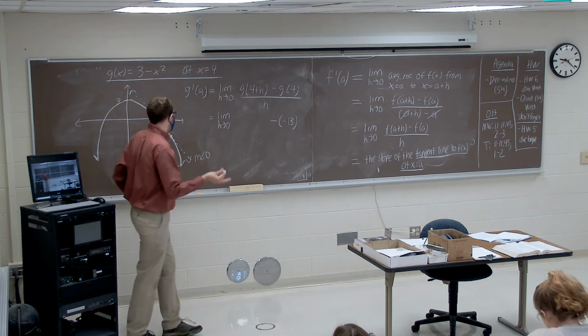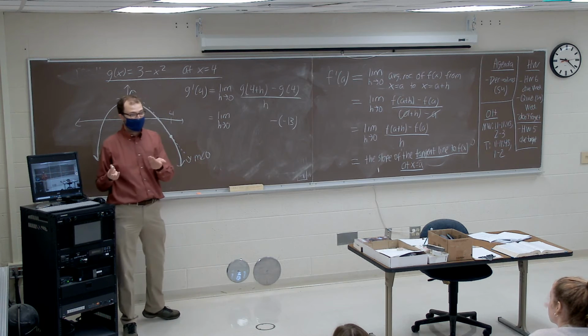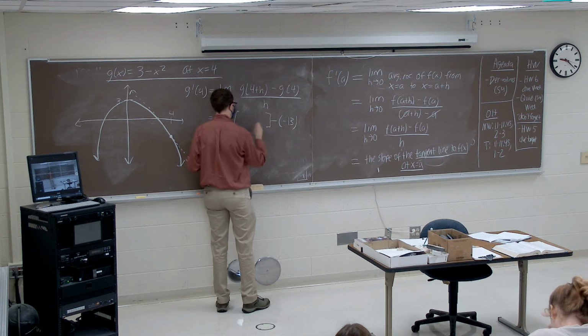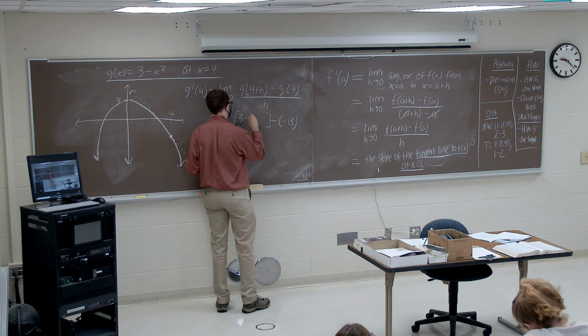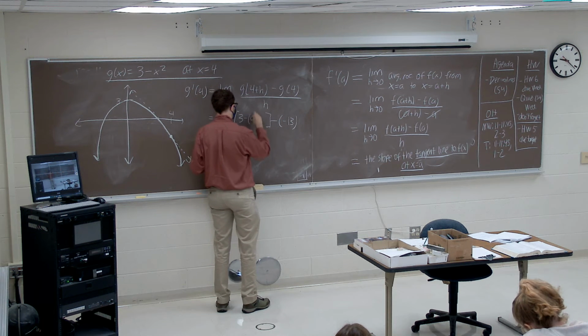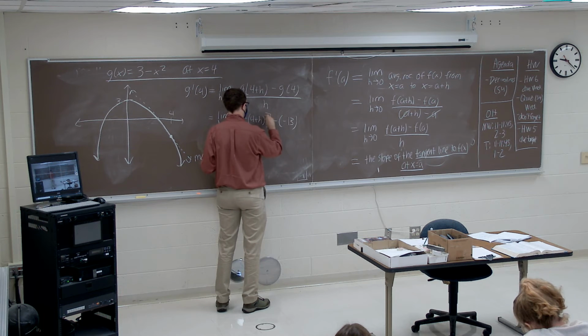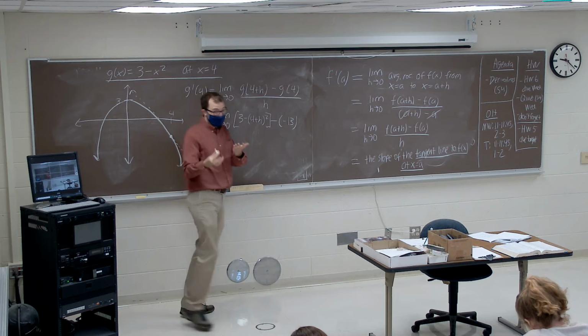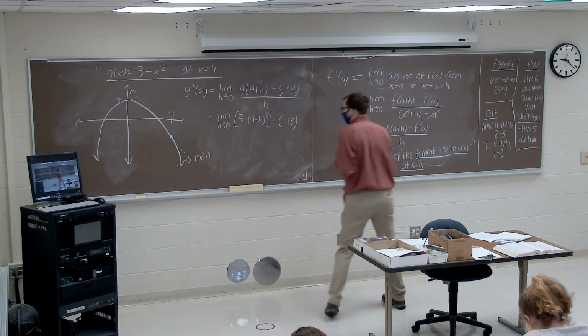Ooh, so how would I write that out without squaring anything first? So you do 3 minus the quantity 4 plus h squared. Like that? Yeah, nice job. That's exactly it.